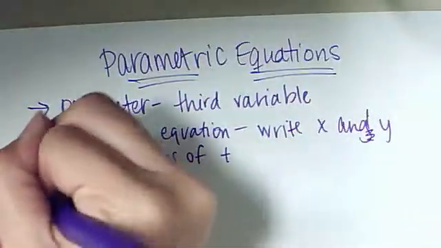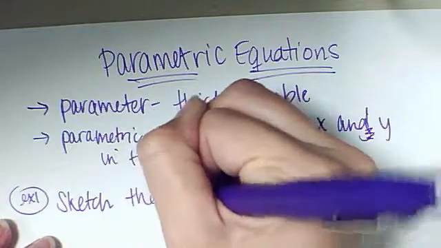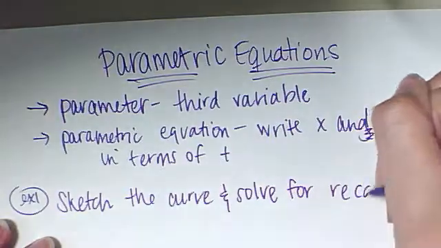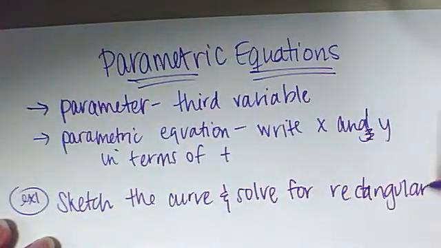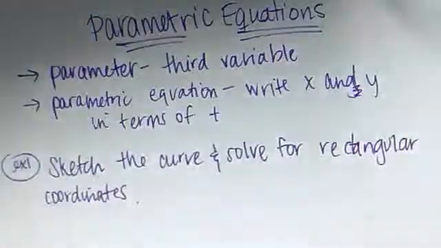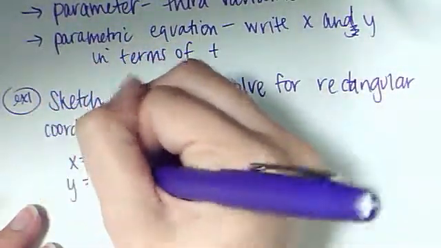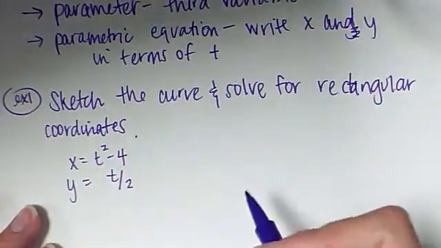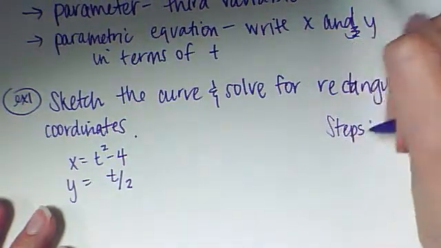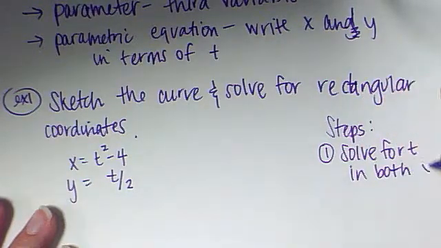Okay, let's look at some examples. Number one, I want you to sketch the curve and solve for the rectangular coordinates. Here's what you're going to start with. X equals t squared minus 4, and y equals t divided by 2. Okay, the first thing I want to do is solve for t in each equation. So if we're going to write steps, let's write those over here. Number one, solve for t in both x and y.